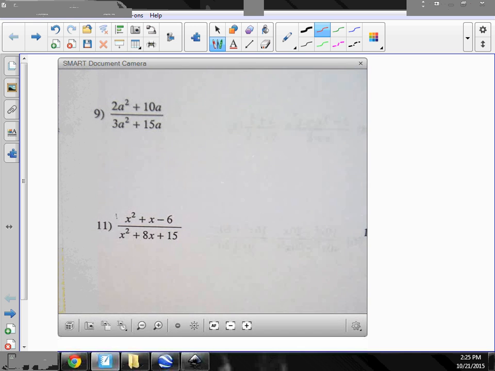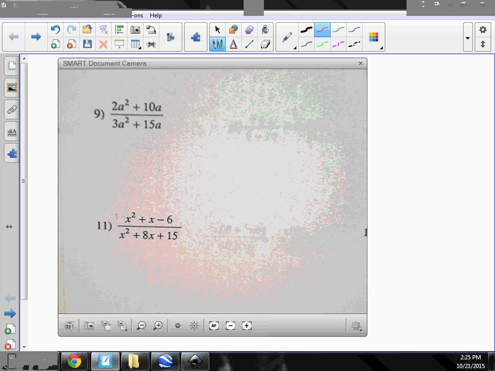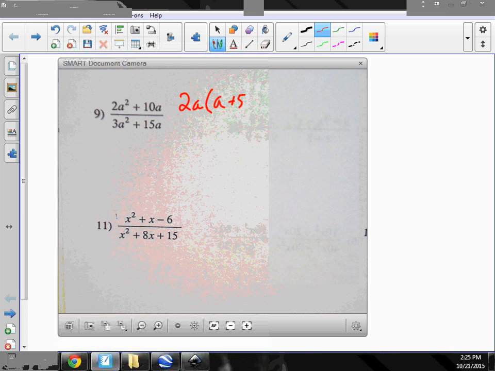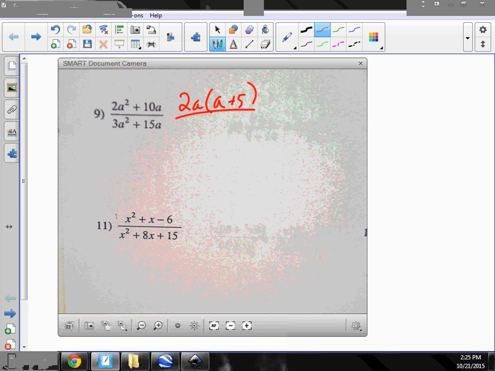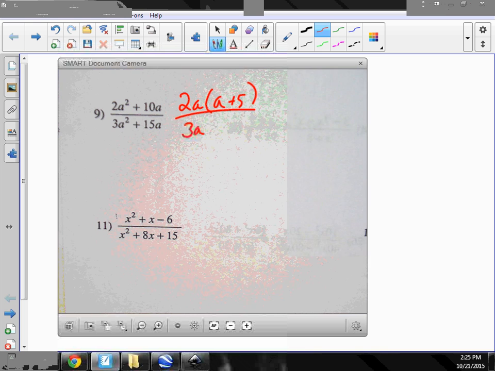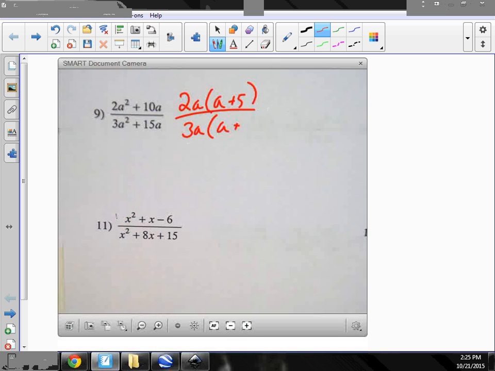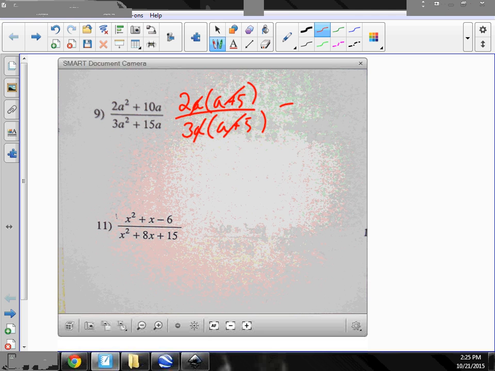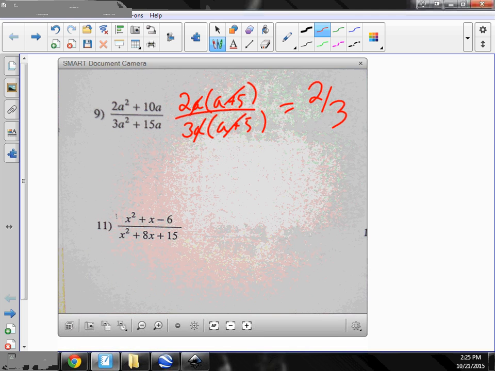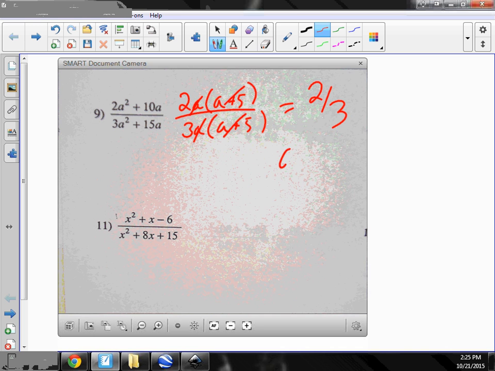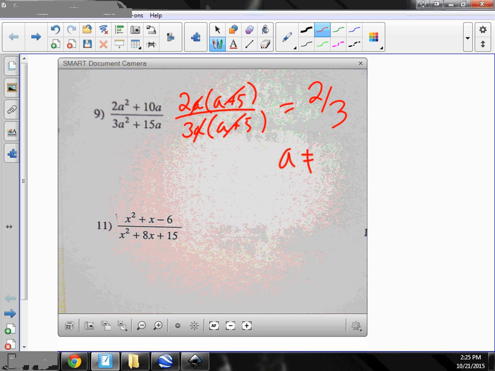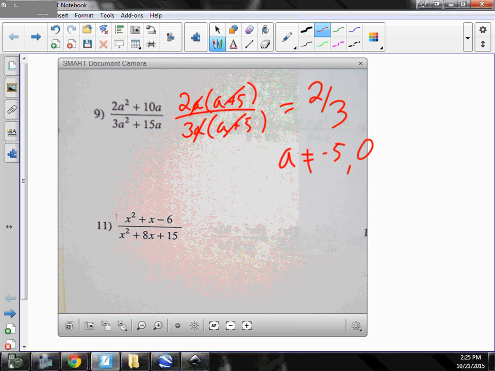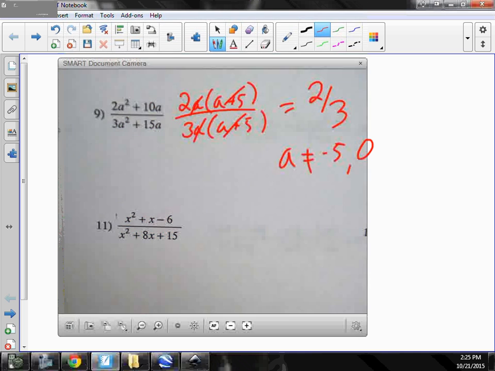Does the top factor? What can I pull out? 2a, and then I have a plus 5. Can I pull anything out of the denominator? 3a and a plus 5. A cancels, a plus 5 cancels a plus 5, and I get 2/3. What are the excluded values? Negative 5 and 0, both of which are holes.